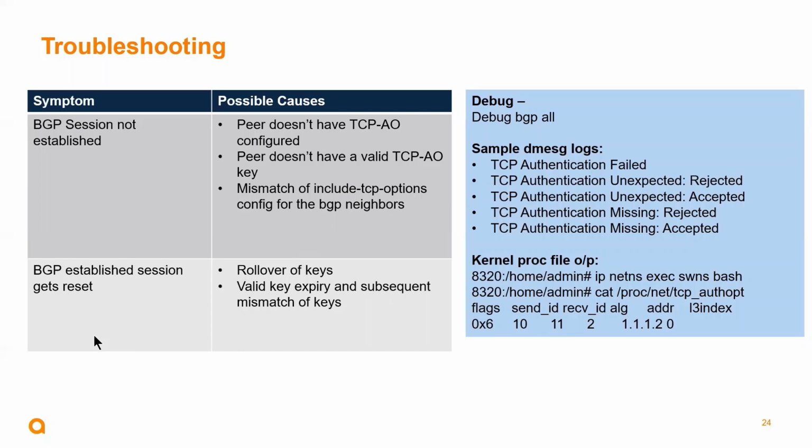Next, when we are seeing issues like the TCP session is getting reset, like BGP establishment is getting reset, it can happen because of rollover of keys, or the valid keys are expired, or subsequent mismatch of the keys. So same as above, we have to use debug BGP all to identify the key expiry or rollover of keys. Additionally, we can check whether the send ID and receive ID are configured correctly.